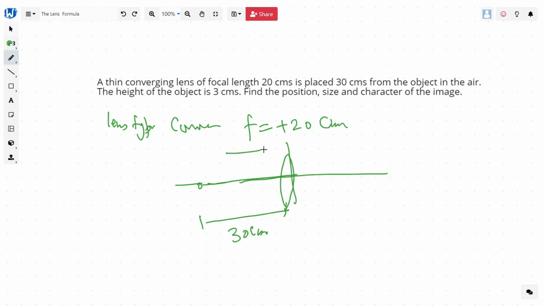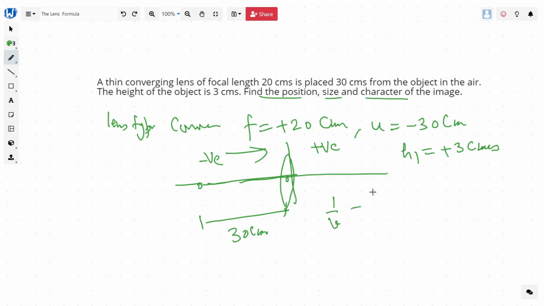Now this is our sign convention. The ray of light is going like this. This side is positive, this is negative, so u is negative 30 centimeter because it's falling on this side, right? The height of the object is 3 centimeter, so we also have h1 given as 3 centimeters. We have to find the position, size and character of the image. So the position we can always find: 1 by v minus 1 by u is equal to 1 by f, right?